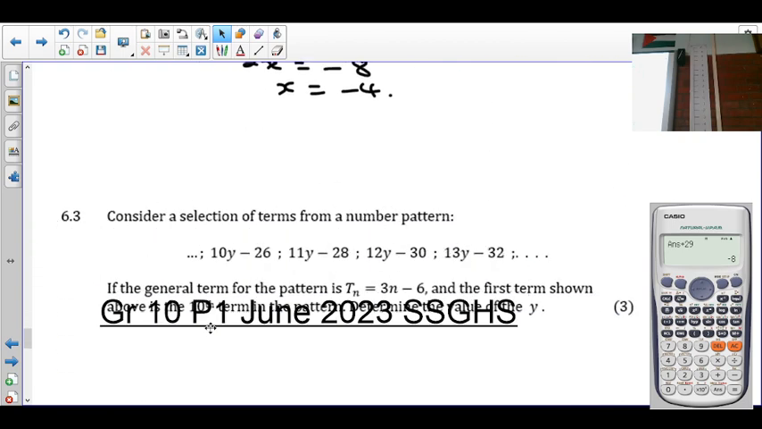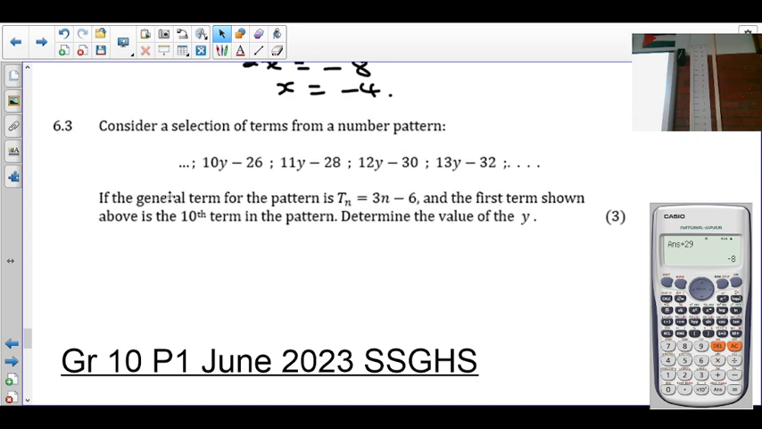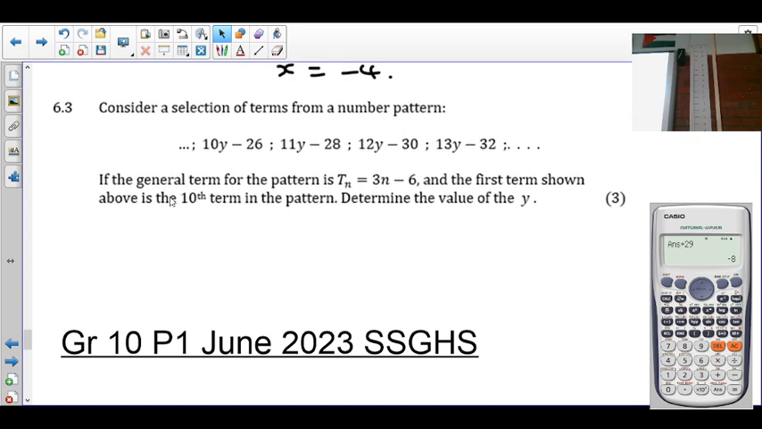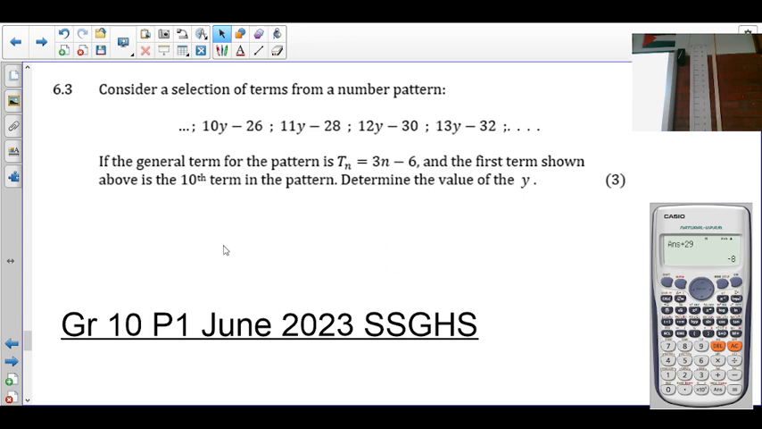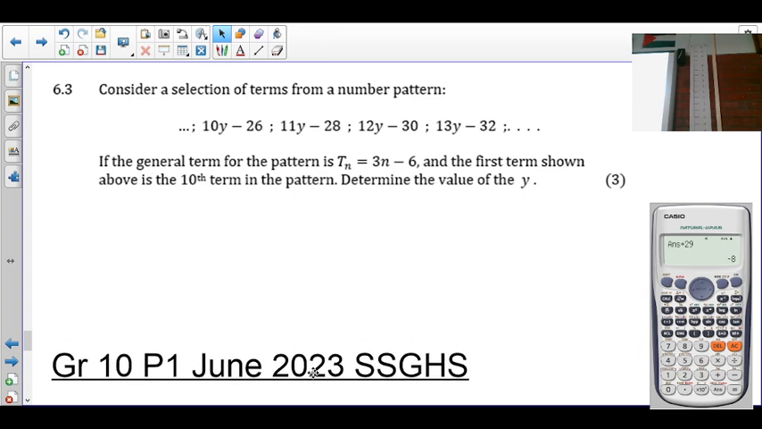So look at 6.3. Consider a selection of terms from a number pattern. We don't know which terms these are, but a couple of terms are taken out here, and we've got 10y minus 26, 11y minus 28, 12y minus 30, and 13y minus 32.